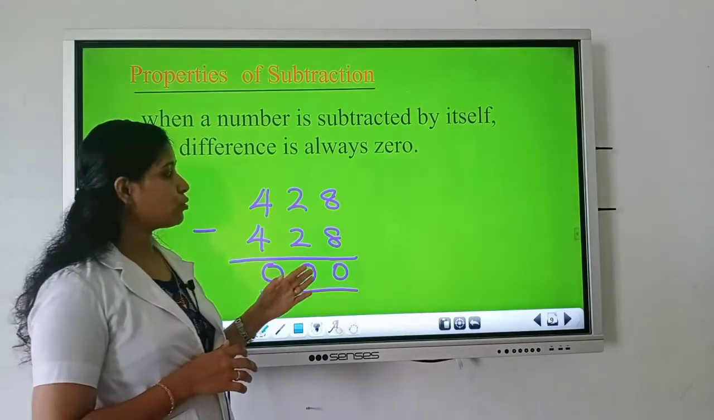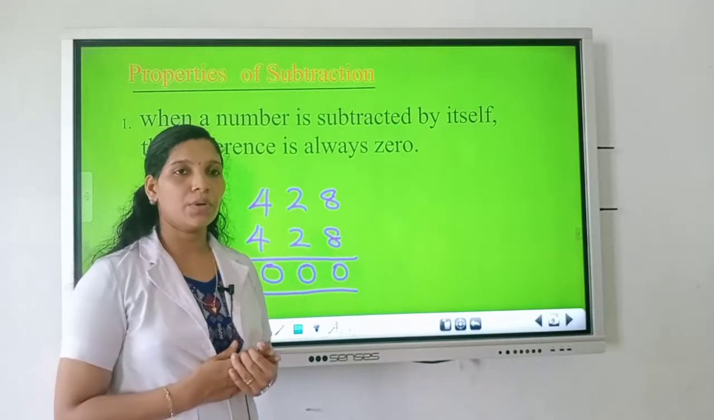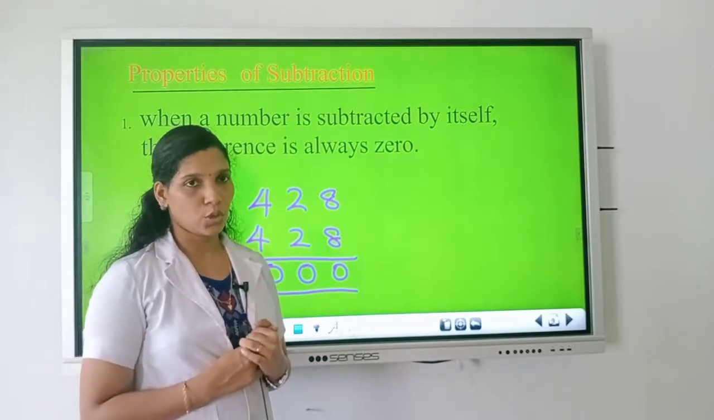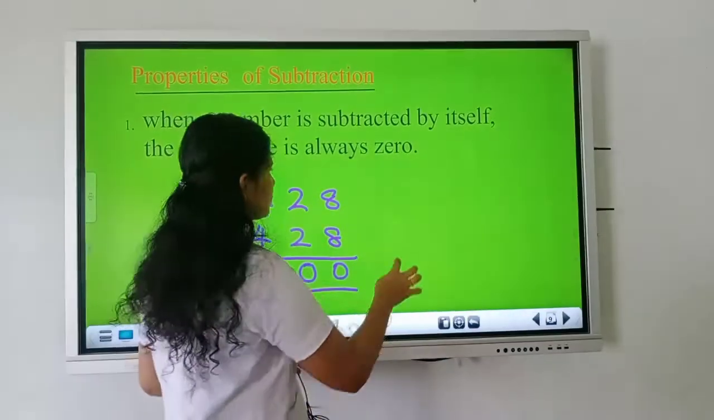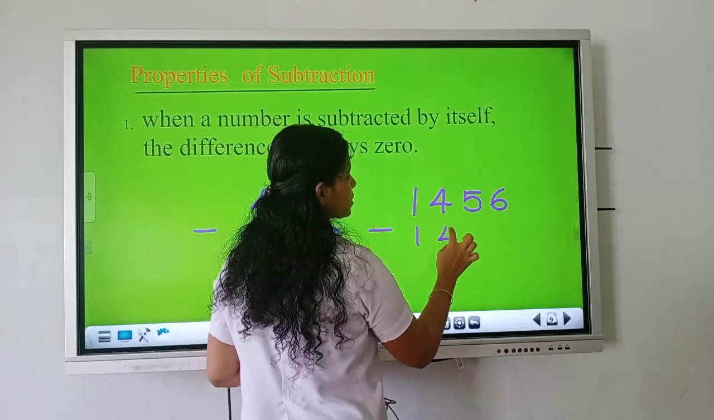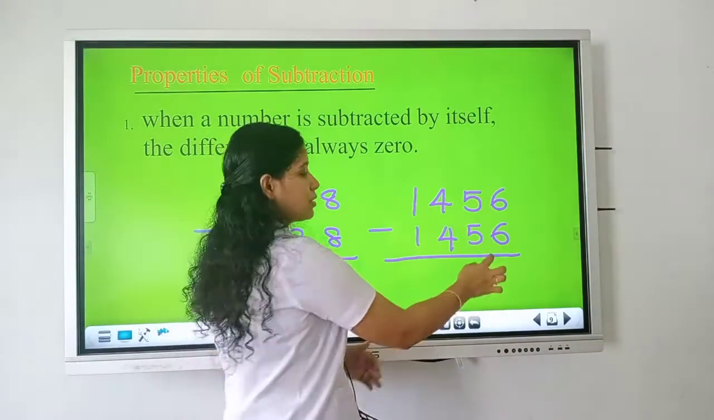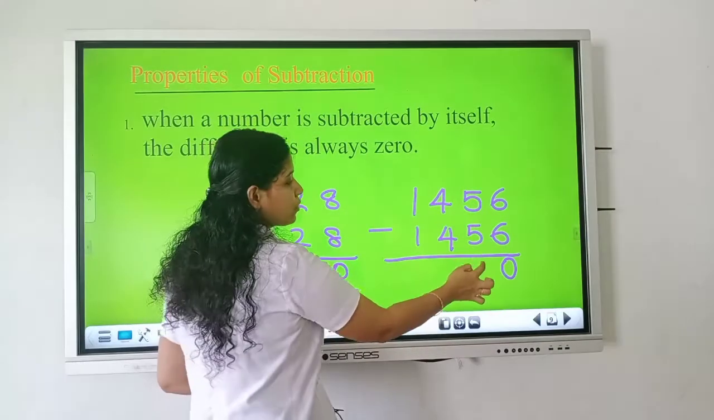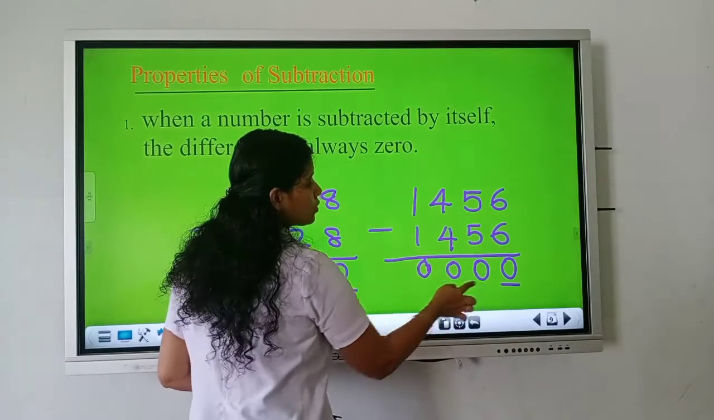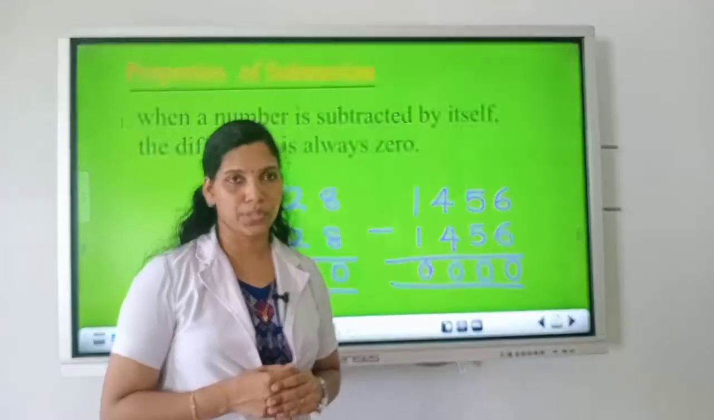0. So if you do again 2-digit number, 3-digit or 4-digit numbers, if a number is subtracted by itself, it always gives you 0. Let's see one more example. 1456 minus 1456. 6 minus 6? 0. 5 minus 5? 0. 4 minus 4? 0. 1 minus 1? 0. So the result is 0. Let's see the second property.